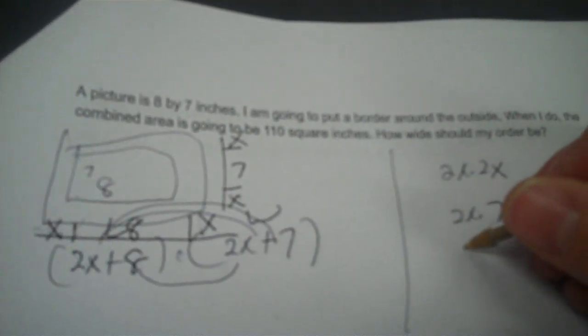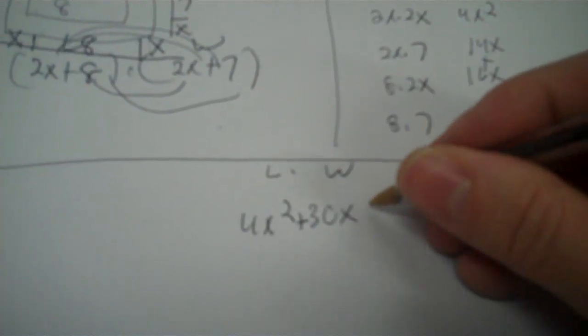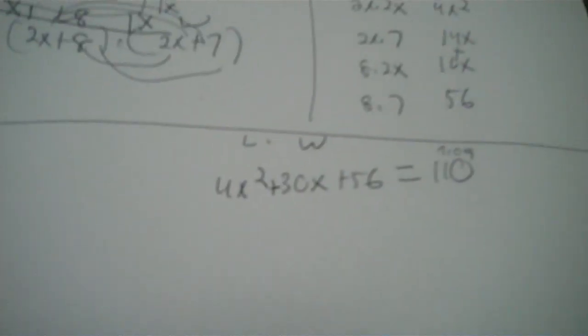Now do the FOIL method. 2x times 2x, 2x times 7, 8 times 2x, and 8 times 7. So that's 4x squared, 14x, 16x, and 56. So I got my 4x squared. I combine my x's into 30x, and then plus 56. Now this is no longer a story problem. Okay, it has 2 answers.